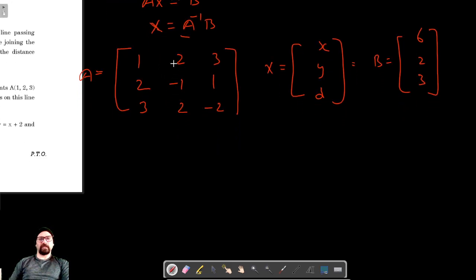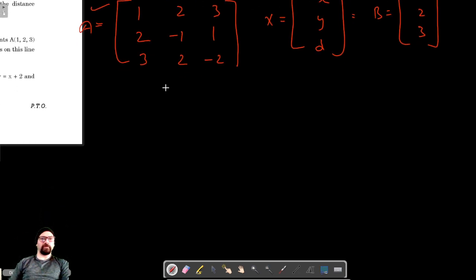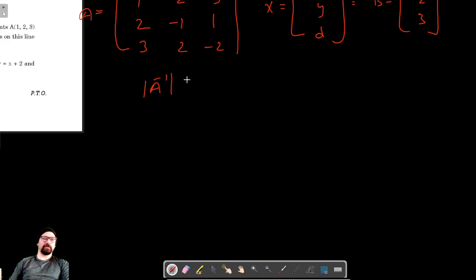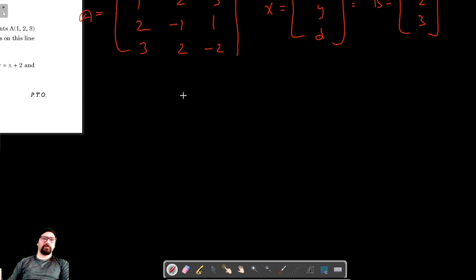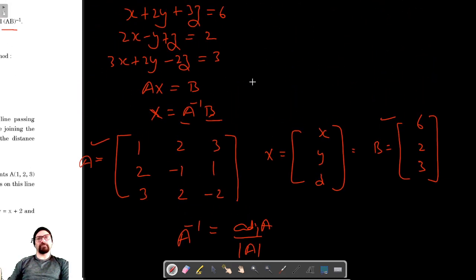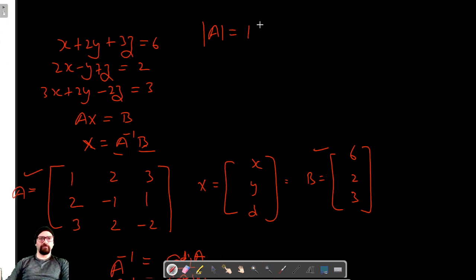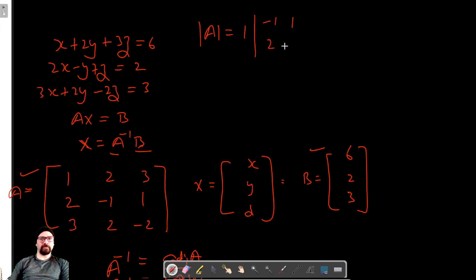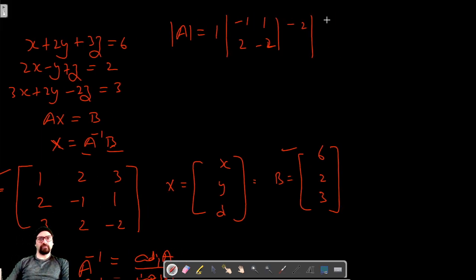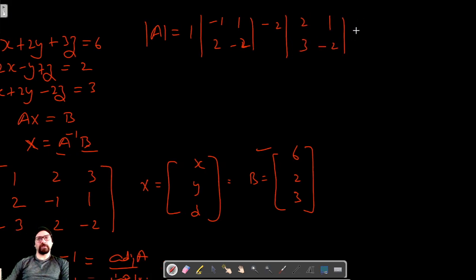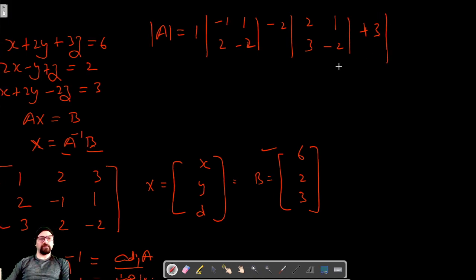So we have B, but we don't have A inverse, so we have to find A inverse. A inverse is equal to the adjoint of A divided by the determinant of A. Let's first find the determinant of A, evaluating it along the first row. So this is 1 into the determinant of minus 1, 1, 2, minus 2, minus 2 into the determinant of 2, 1, 3, minus 2, plus 3 into the determinant of 2, minus 1, 3, 2.